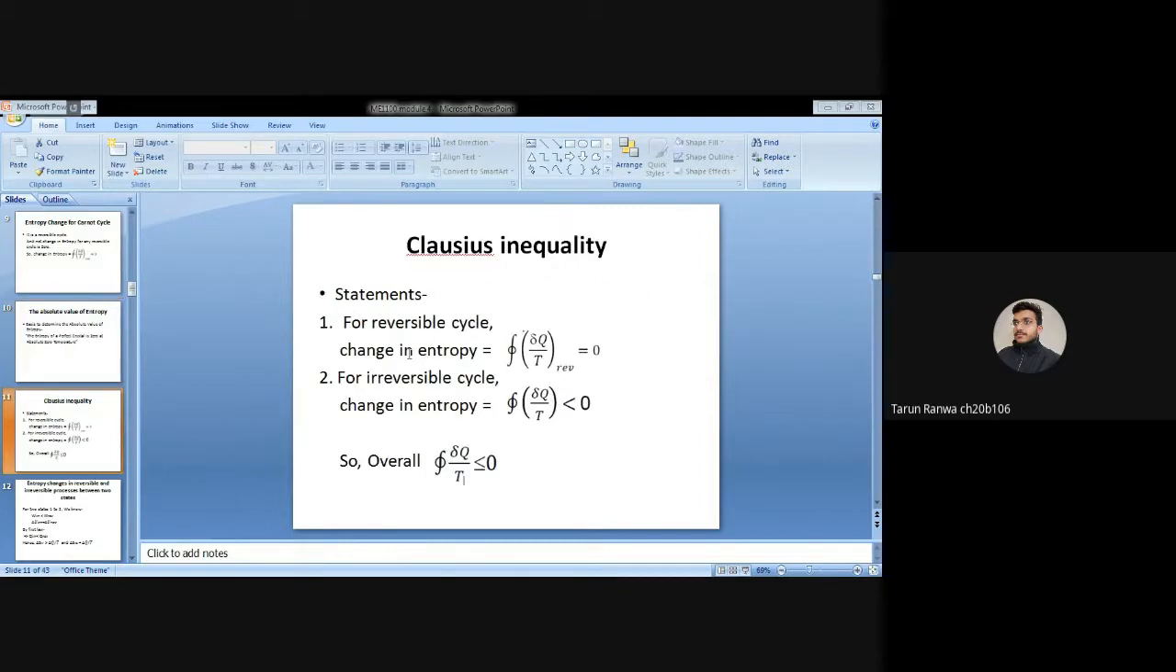Now the Clausius inequality. For a reversible cycle, the change in entropy equals 0, only for a reversible cycle, not a reversible process. And for an irreversible cycle, the change in entropy is less than 0. So overall, the Clausius inequality says the change in entropy is less than or equal to 0 for a cycle.